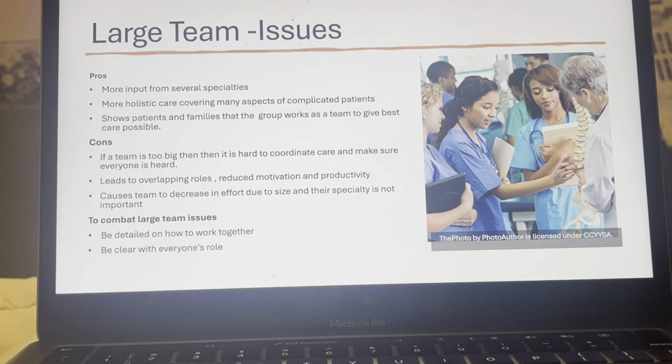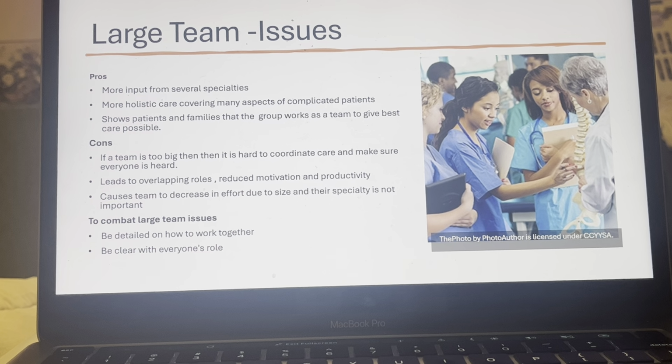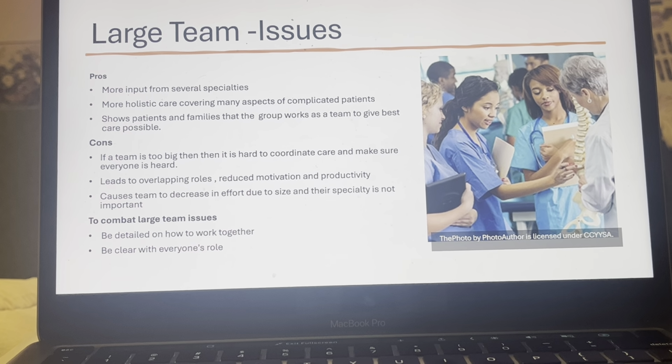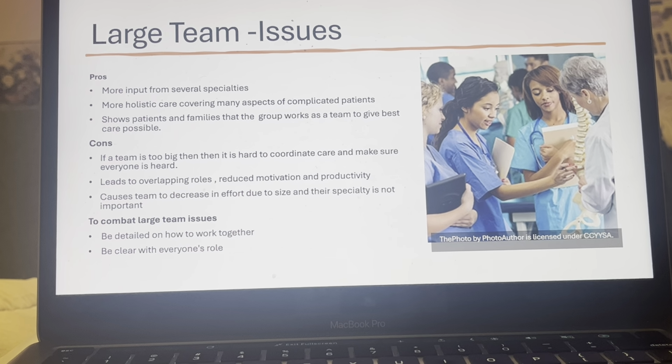The cons of large teams. It's hard to coordinate care and make sure everybody's heard. It's hard to get everybody together. A surgeon might have surgery, can't do it on Thursdays. It's very hard. We have Zoom and all that now. COVID kind of brought that to the forefront, so we really don't have an excuse not to set up these programs.